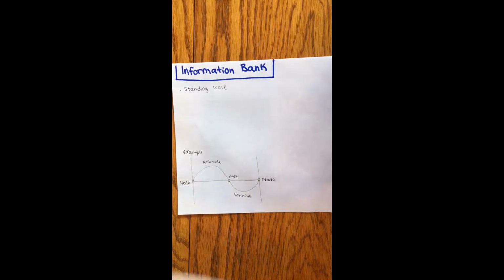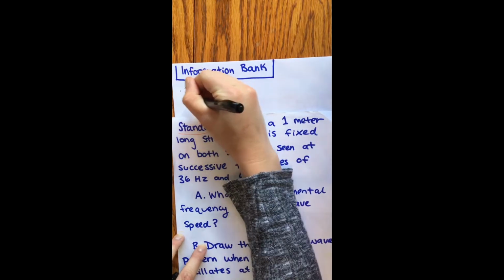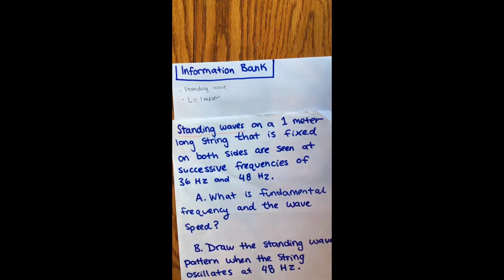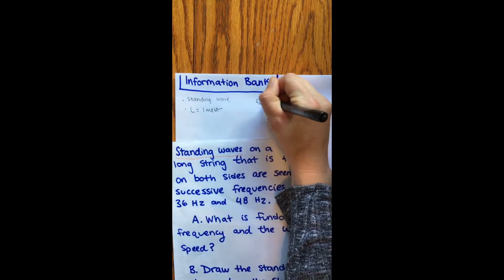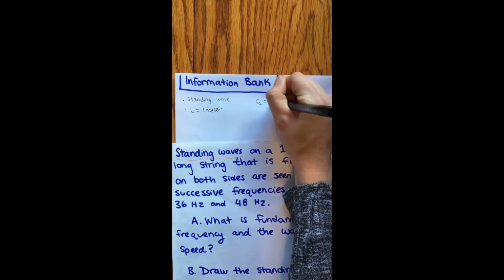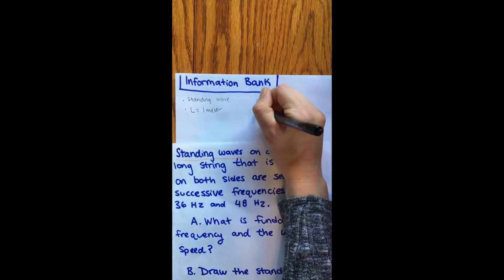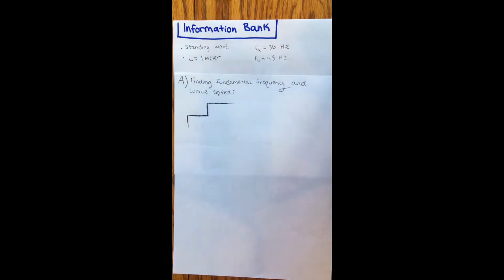Coming back to the question, another thing we notice is that we're given a length. Length is equal to 1 meter. Let's keep track of that. Now back to the problem. We have two frequencies. Frequency A, we'll say, is 36 Hz, and frequency B is 48 Hz. For part A, we have to find the fundamental frequency and the wave speed.